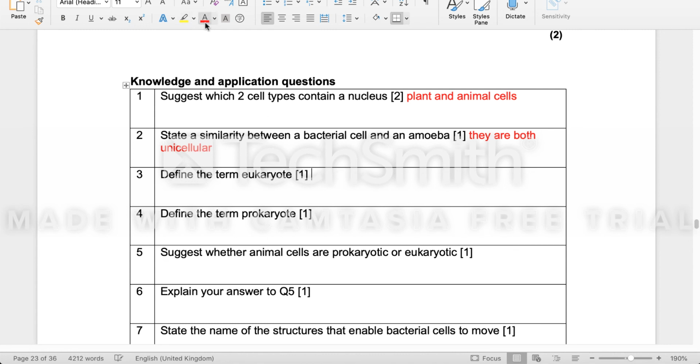Number 3, define the term eukaryote. So eukaryote means has a true nucleus that has DNA. Okay, or you can put has DNA inside a nucleus. So a prokaryote would be an organism that does not have a nucleus, or I should say true nucleus. Okay. I should switch this to an organism that has a true nucleus.